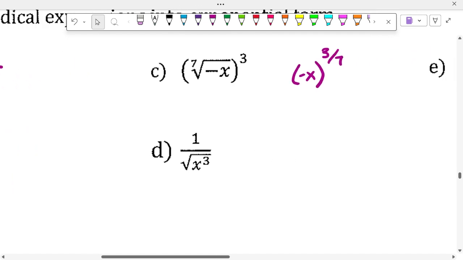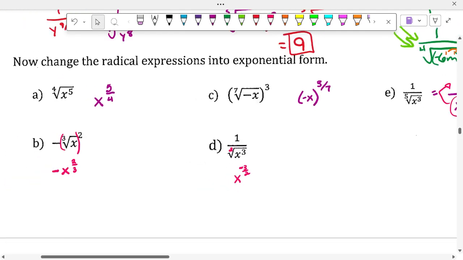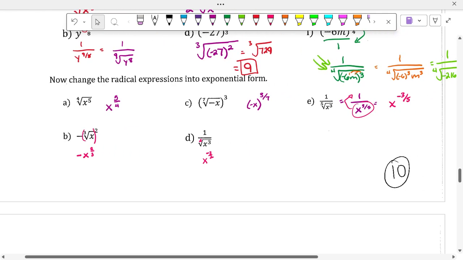Last one, without even thinking about it. As a negative exponent, because it's in the denominator, what do you think it's going to be? Right. Why is it over 2? It's a square root, so there's an unspoken 2 right here. And it's negative. Good. All right, any questions on any of this?